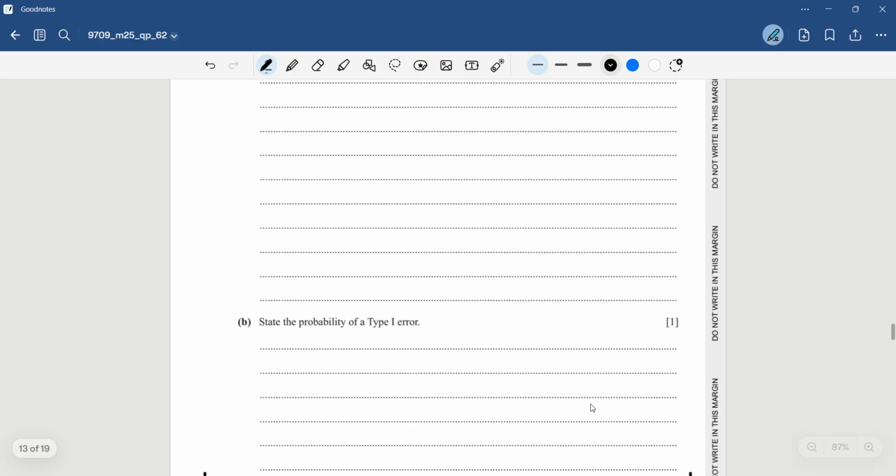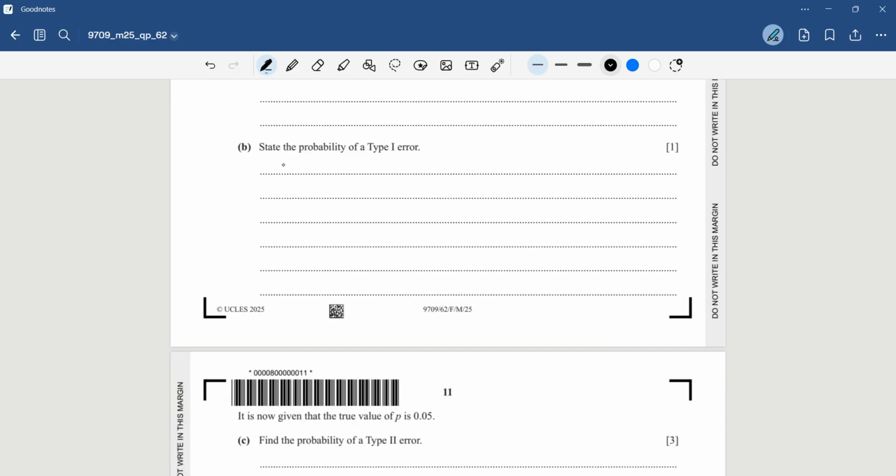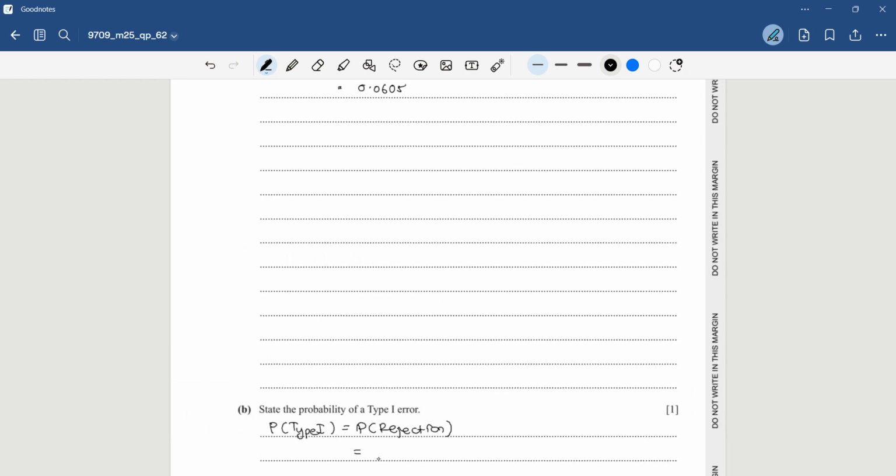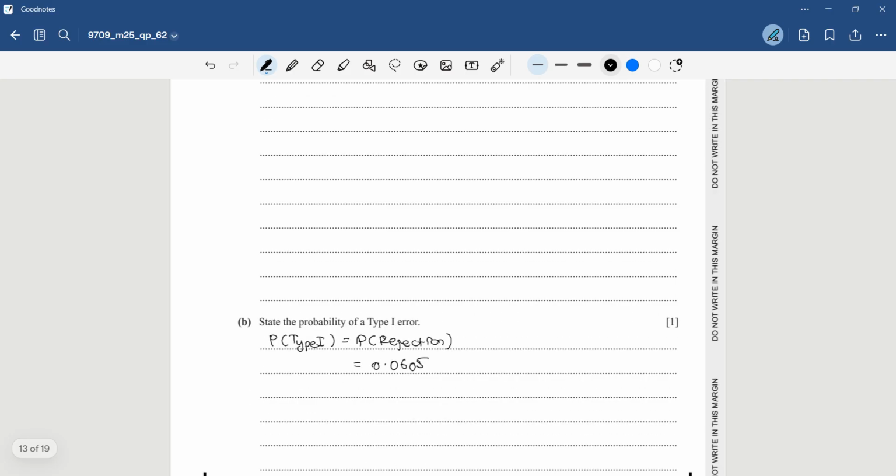Okay, done. State the probability of type 1 error. So probability of type 1 error is actually equivalent to probability of rejection region. Okay, so you can directly take it from your part A. So it's going to be 0.0605. Okay, probability of type 1 error is equal to probability of rejection region.